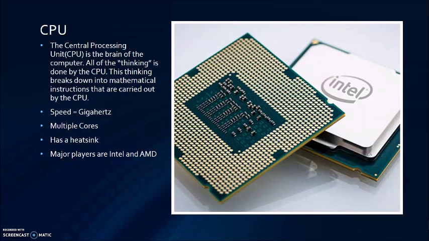And these days, processors usually come in multiple cores. You'll hear things like dual core, quad core, and they've even got up to 8 cores with some processors now. Processors run extremely hot, and they always have to have a heat sink to operate properly, or otherwise they will literally fry. Major players in the CPU game are Intel and AMD.